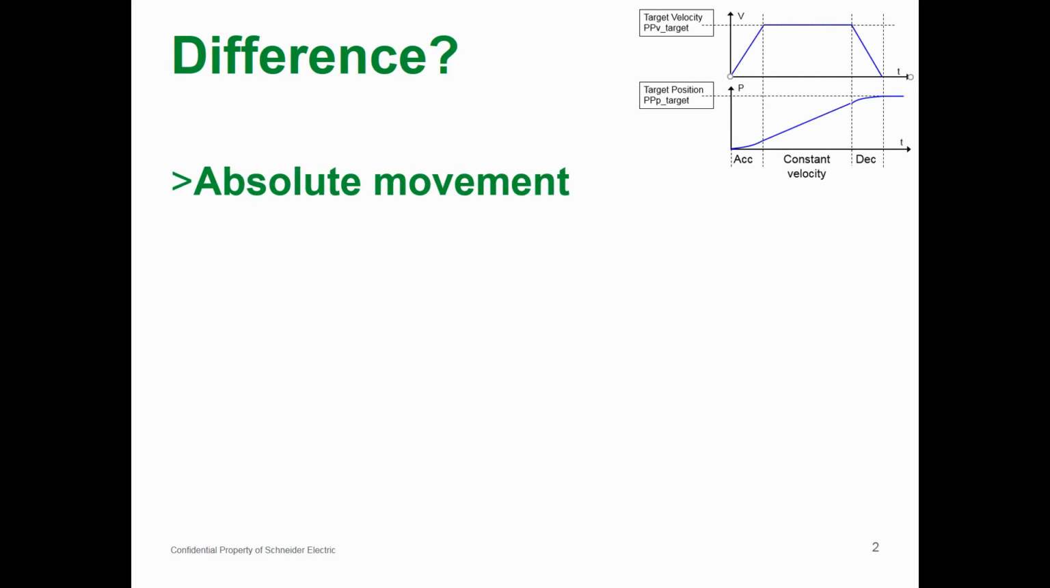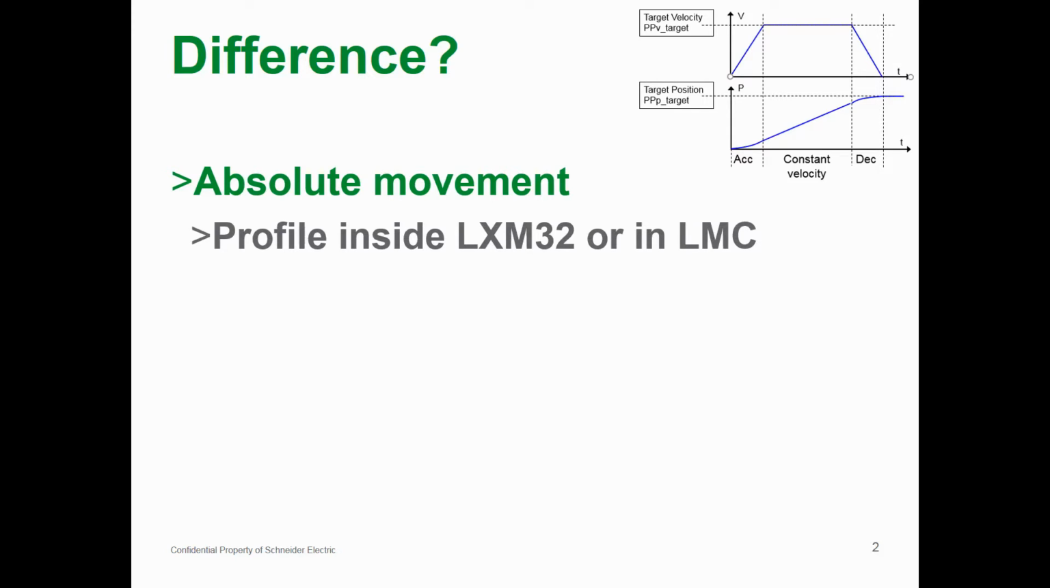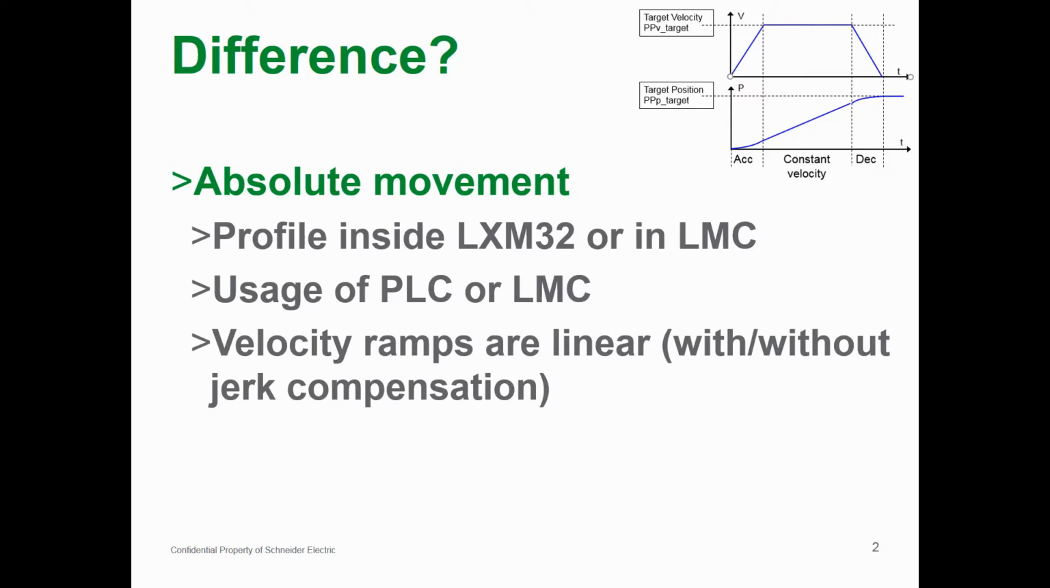So technically, what is the difference? First, we will see absolute movement. As you can see in the picture, the profile is generated inside the Lexium 32 or motion controller. So you have the profile which you can use with a PLC or a motion controller. Additionally, as you can see from the picture, the velocity profile or velocity reference is usually linear or with slight jerk compensation.